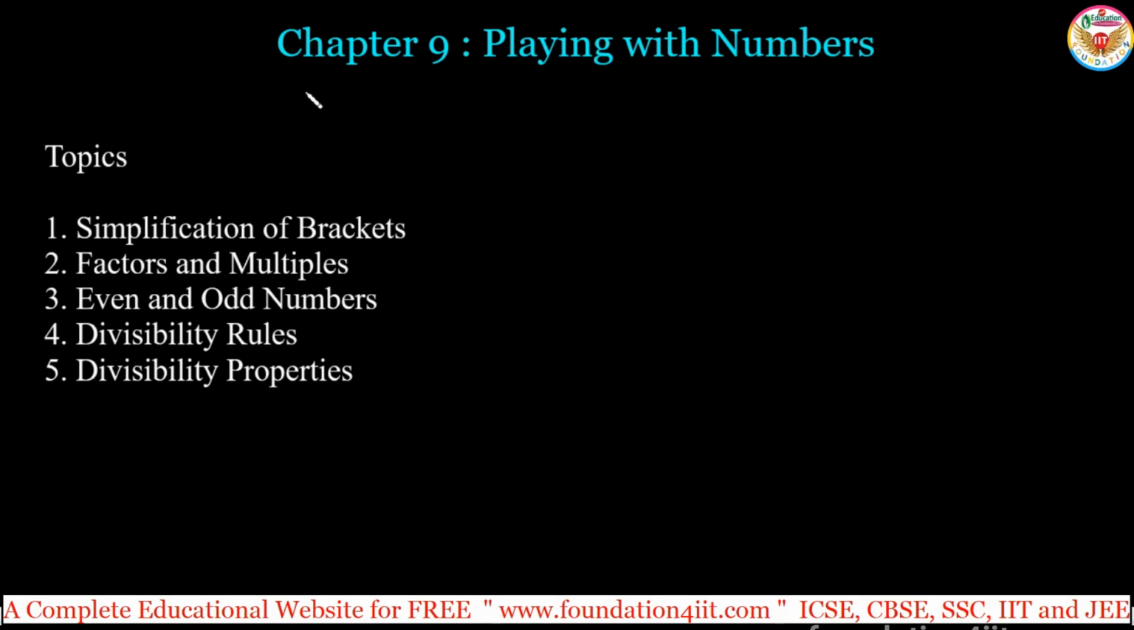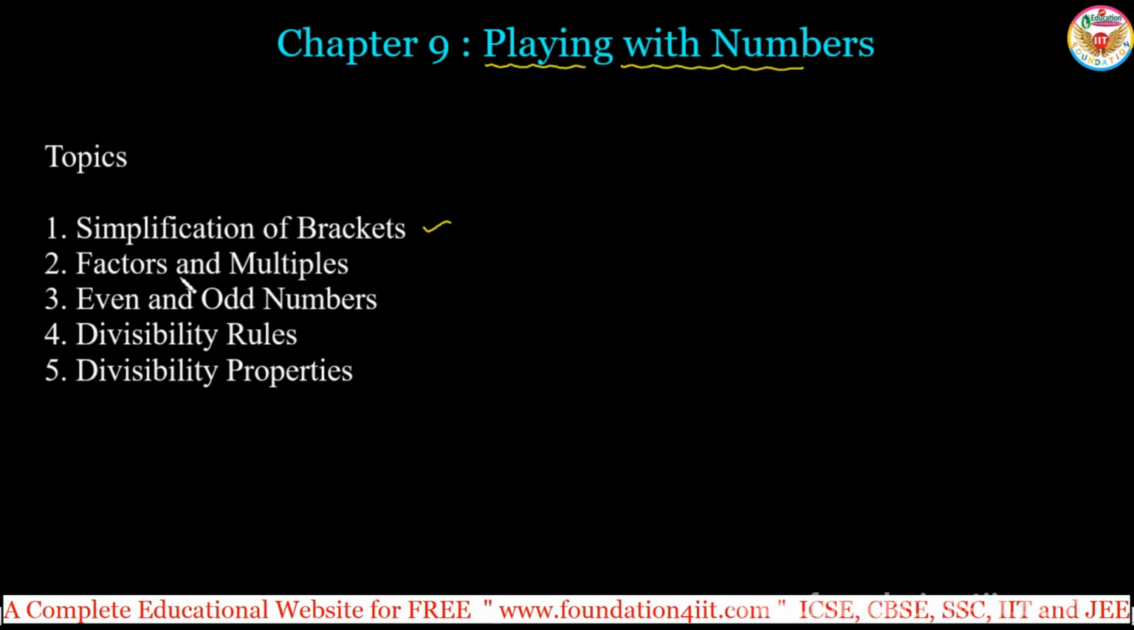So from class 6th mathematics, the chapter number 9 is playing with numbers. From this chapter, these are the topics I'll explain, including the problems one by one. First, let us see the simplification of brackets. Brackets are grouping symbols, right? So the types of brackets, how to simplify, and what rule we have to apply, I'll explain.